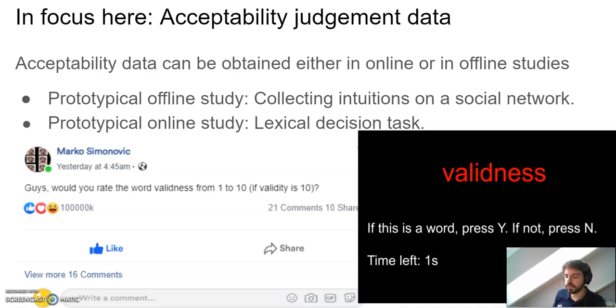On the other hand, you can put people in front of a computer, and then everything they can see is this, what you see on the right hand side. So there's the word validness, and if this is a word, you have to press Y. If it's not, you have to press N, and you have 2 seconds. That's very real time. That's very online.